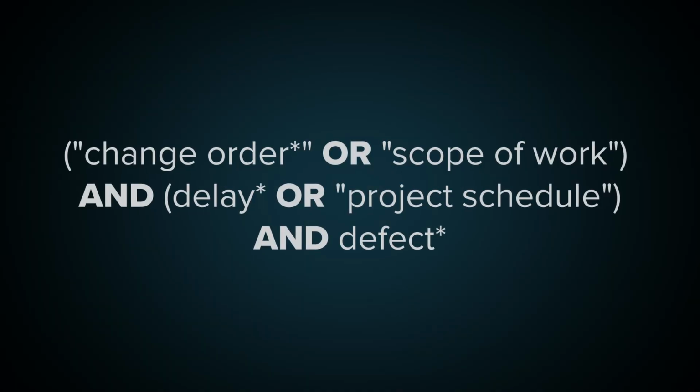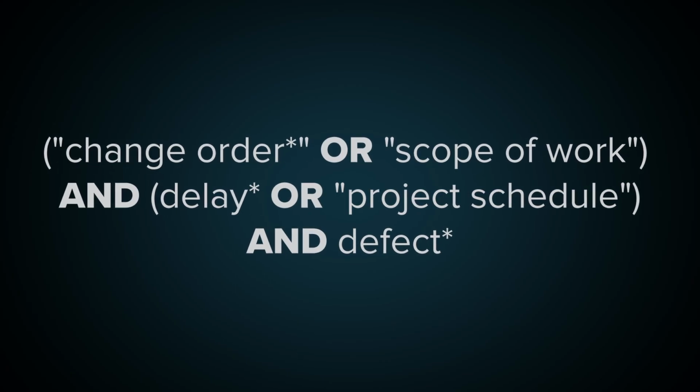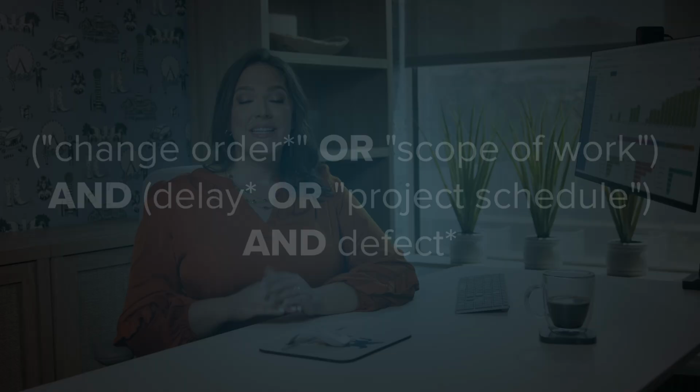Imagine you're searching for documents about project schedule delays caused by defects. You'll also want to include change orders and scope of work files in that search. Here's a sample search string that you could use. Let's break that down step by step and build it together.